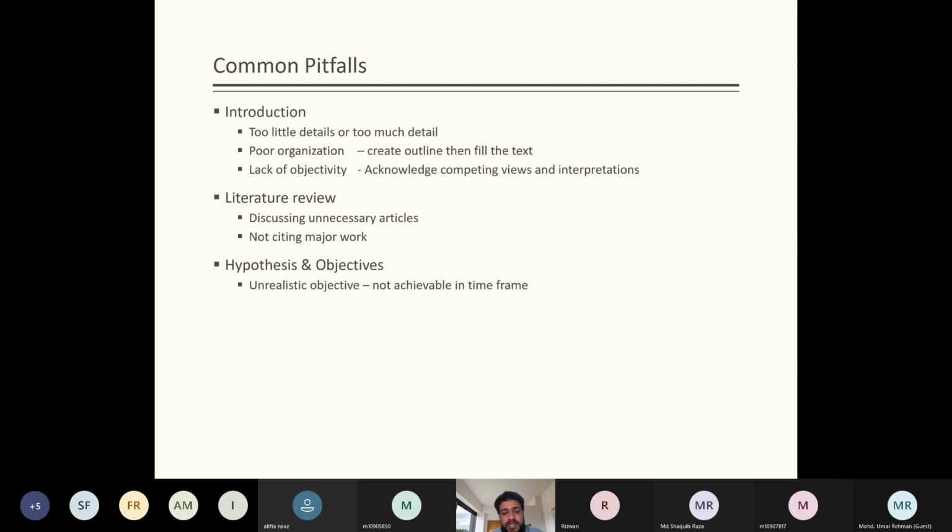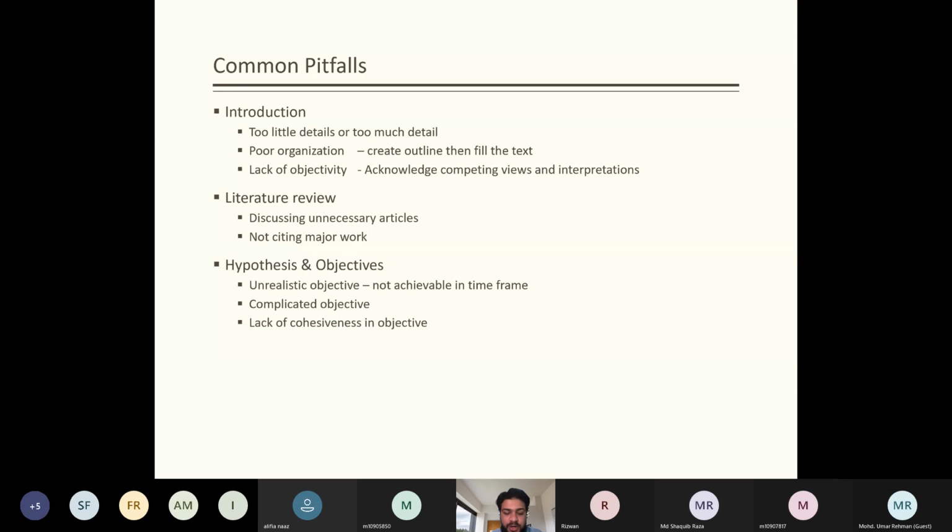In the hypothesis and objective section, try to write a realistic objective. Your objective shouldn't be something that is not possible to achieve in the time frame. Don't complicate the objective. If somebody reads it the first time, they should understand it without having to go through it twice. So it should be very clear and understandable in the first instance.